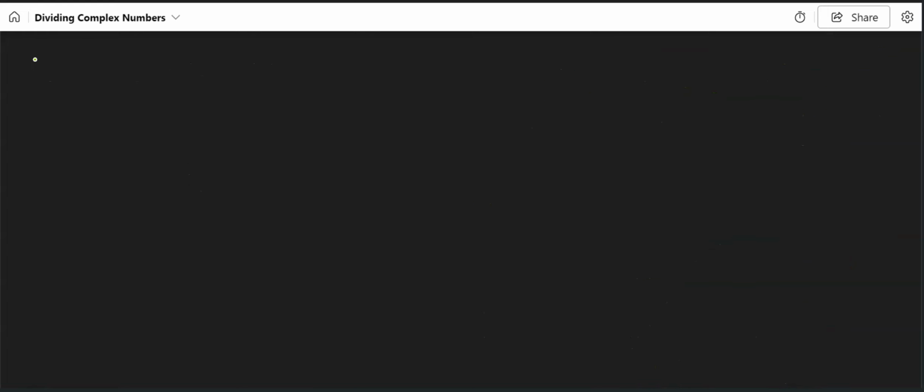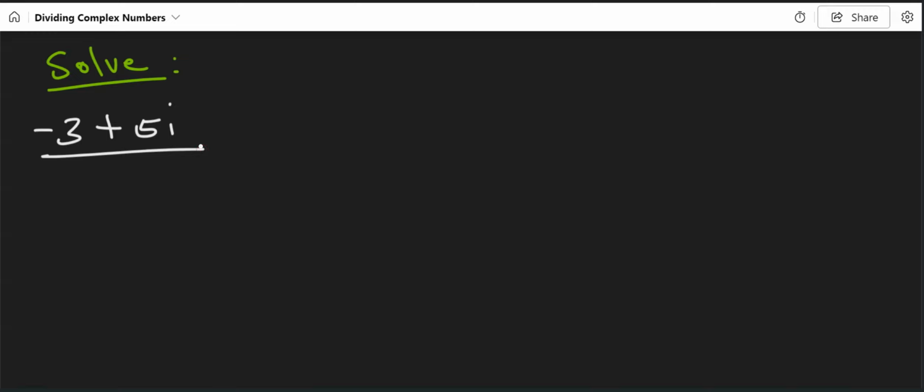Another example. Now this time round, let's solve: negative 3 plus 5i divided by negative 3 plus i. So how do you solve this? As I said before, the trick comes when people see a negative already, this kind of confuses them, but still the principle is the same.